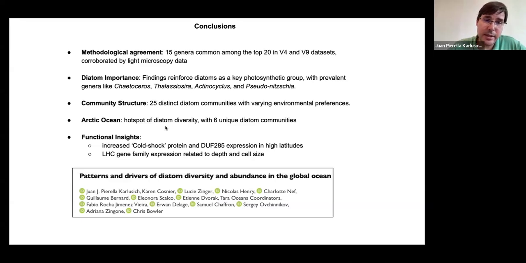Finally, we obtained some functional insights. For example, the increased expression of certain proteins at high latitudes, as is the case of DAF 285, which is an unknown protein, and this gives us ideas and hypotheses to determine its function in the future. We also found some expression patterns related to depth and cell size in the family of the light harvesting complex proteins, the family of genes in which diatoms invest most of their transcriptional effort.